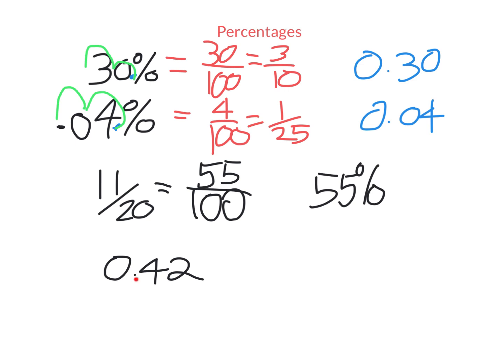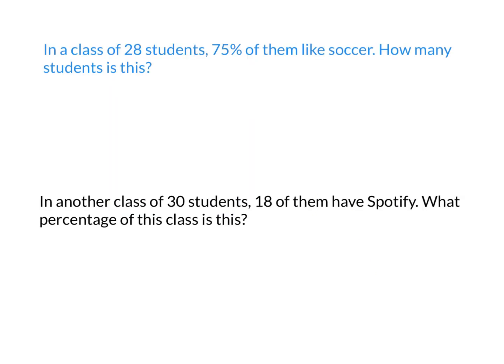If I want to go from a decimal to a percent, instead of dividing by 100, I times 100. So when you times 100, this time I'm going to move the decimal point 2 spots to the right. So I end up with 42, and I just whack a percent on the end. So 0.42, 42% are the same number. All right, let's look at a couple of word problems. So in a class of 28 students, 75% of them like soccer. How many students is this?